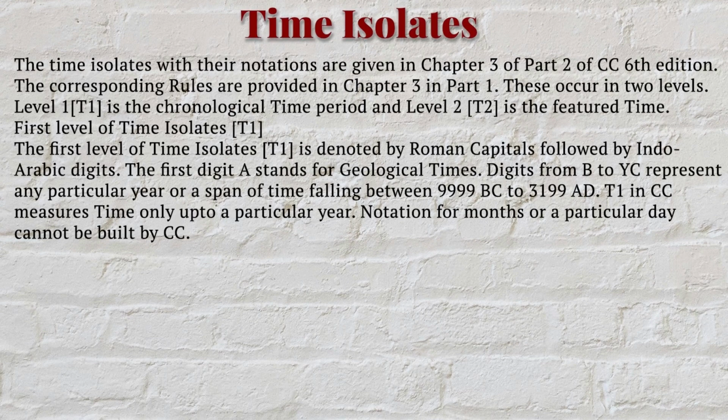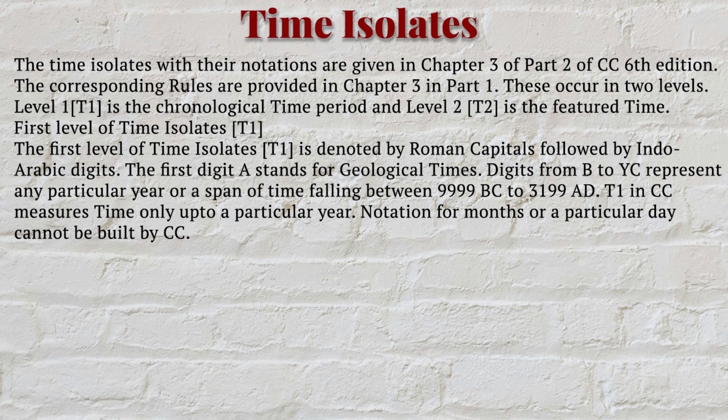The time isolates with their notations are given in chapter 3 of part 2 of colon classification 6th edition. The corresponding rules are provided in chapter 3 in part 1. These isolates occur in 2 levels. Level 1, designated as T1, is the chronological time period, and level 2, that is T2, is the featured time. Now what are the first level of time isolates? The first level of time isolates T1 is denoted by Roman capitals followed by Indo-Arabic digits.